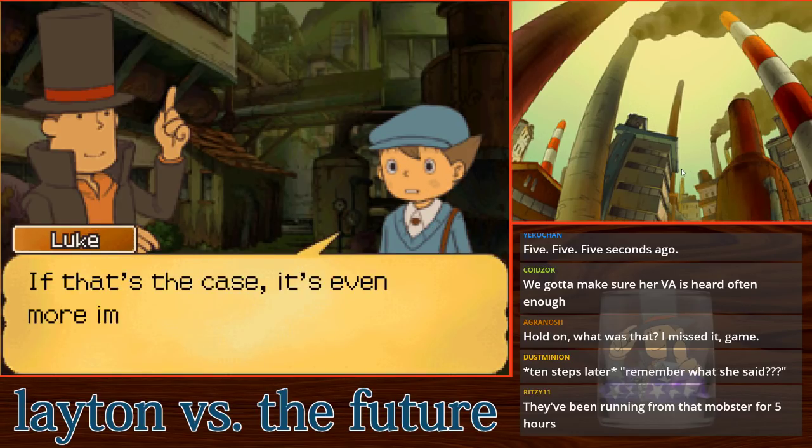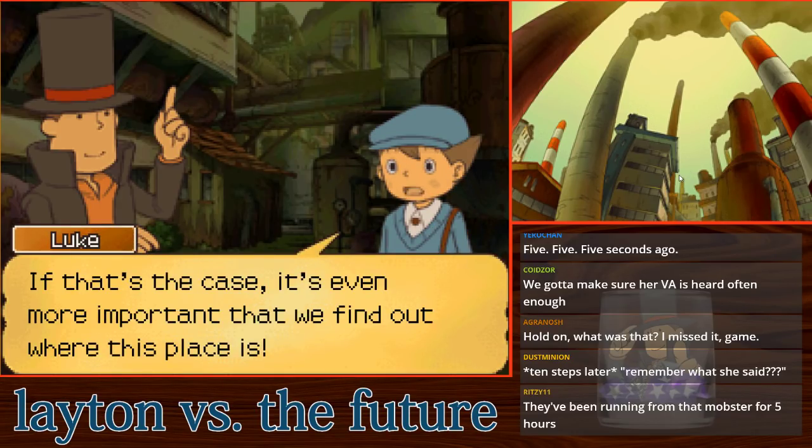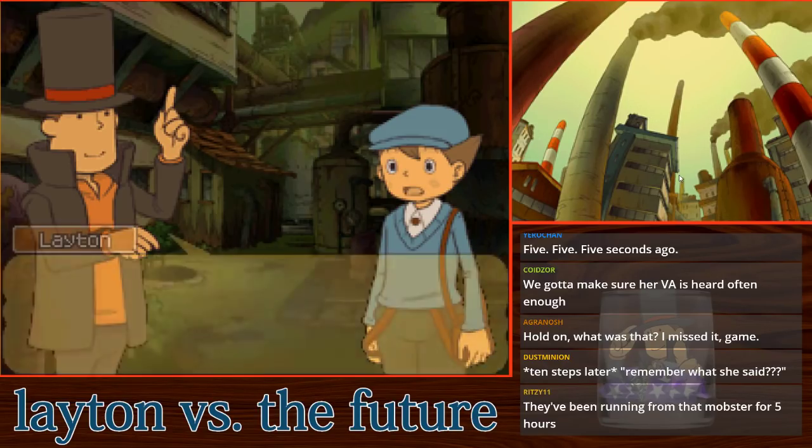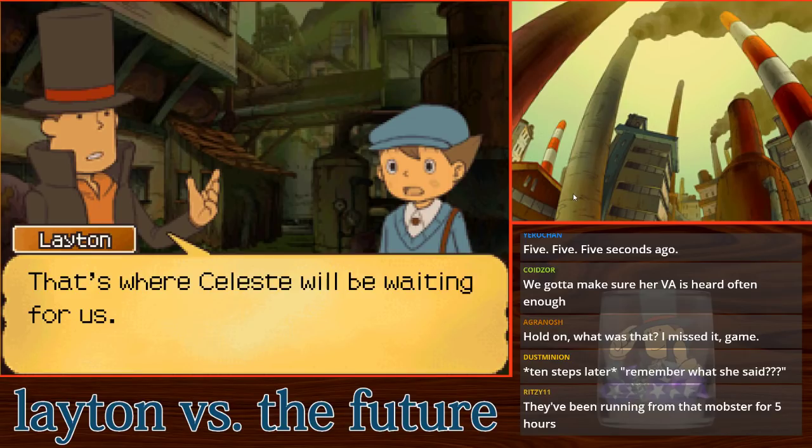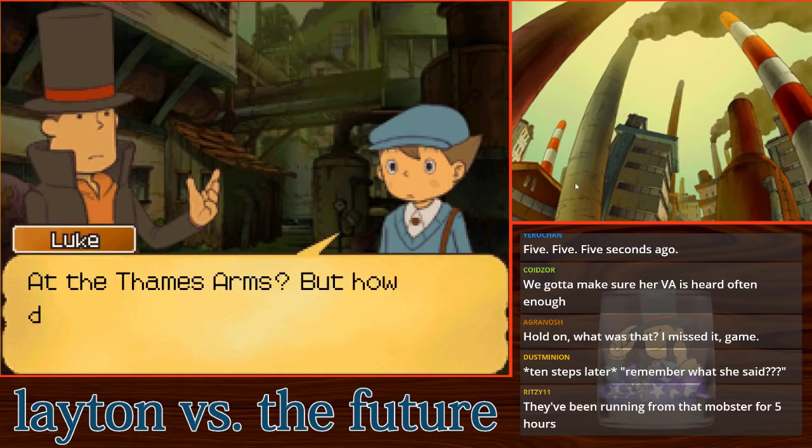If that's the case, there's some important stuff coming out, so we need to find out where this place is. Luke, do you remember seeing a flyer for a restaurant named the Thames Arms on the way here? Yeah, we hung out there. That's where Celeste will be waiting for us. At the Thames Arms? But how did you work that out?